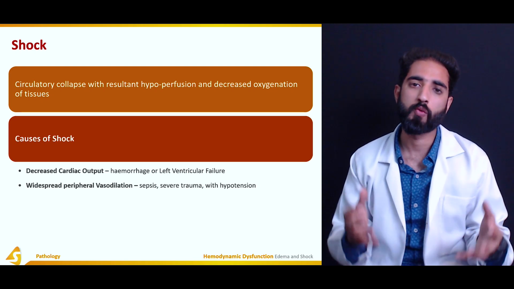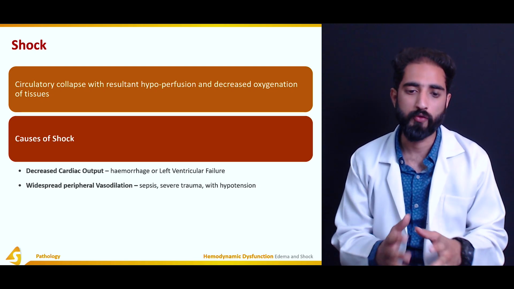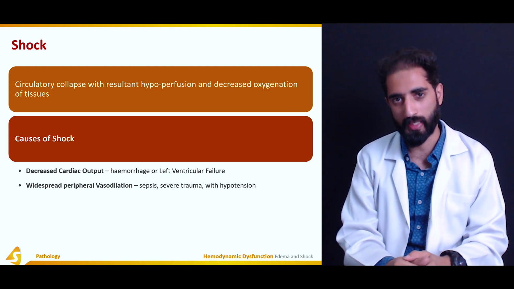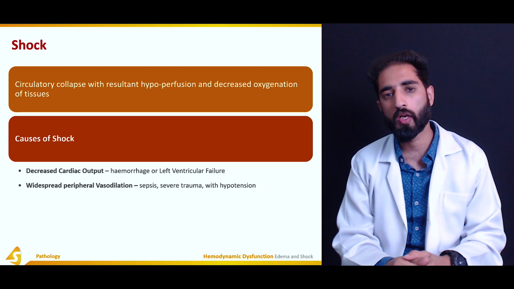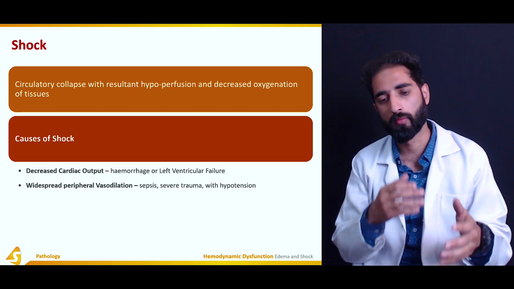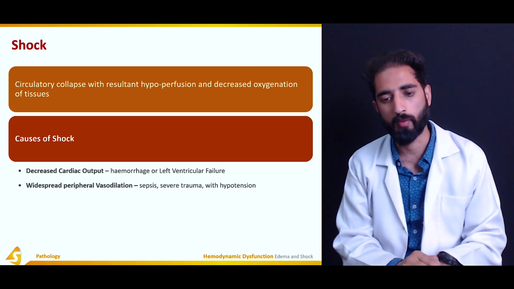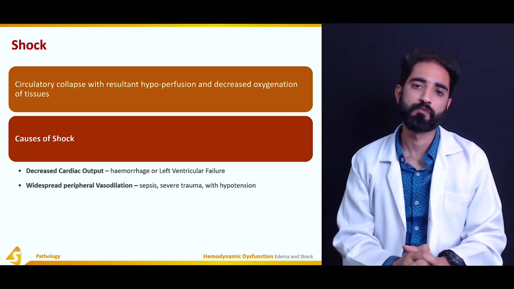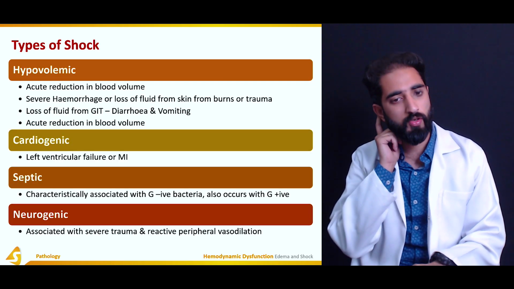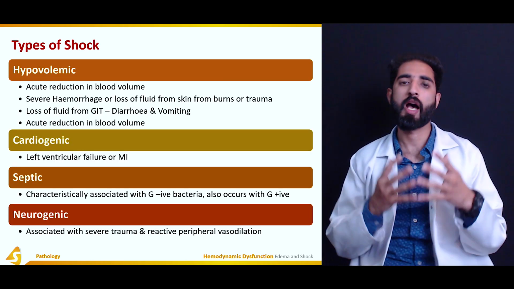because of widespread peripheral vasodilation, such as in sepsis, which means a generalized infection, or a severe trauma resulting in hemorrhage, resulting in blood loss outside of the body, and even with hypotension. So different types of shock include, first of all, hypovolemic shock.